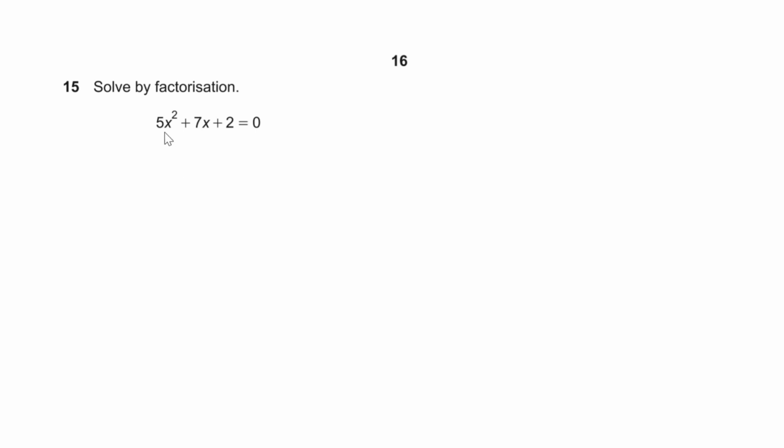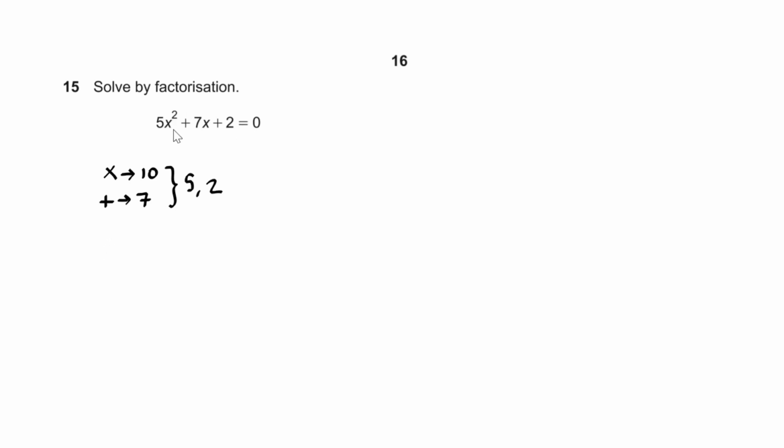Question number 15, we have to solve by factorization: 5x squared plus 7x plus 2 equals 0. Well, what we can do here is, first of all, find two numbers which multiply to give 5 times 2, which is 10, and which add to give 7. Of course, those two numbers are 5 and 2.